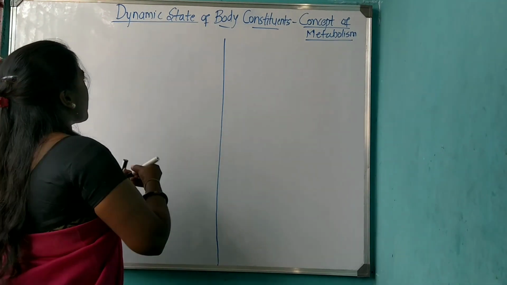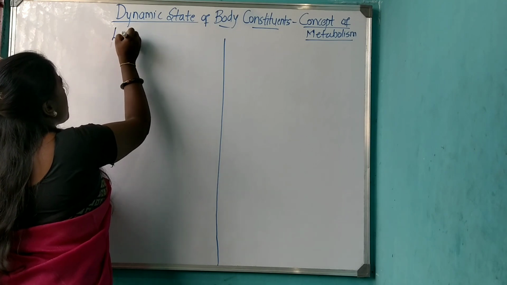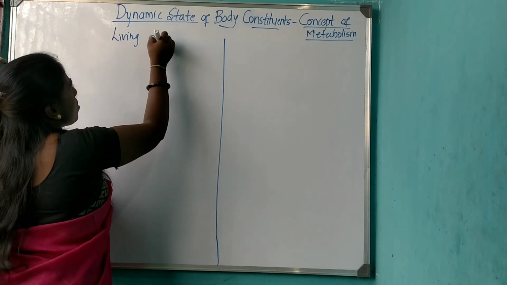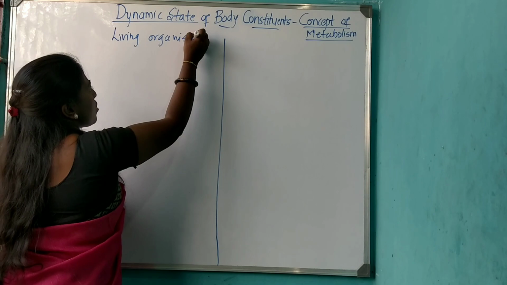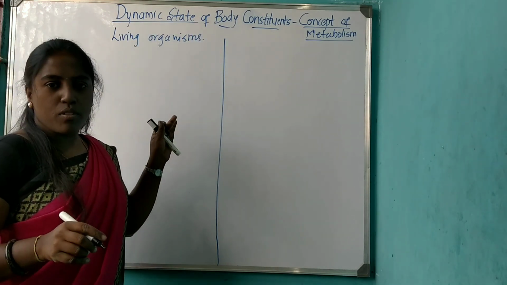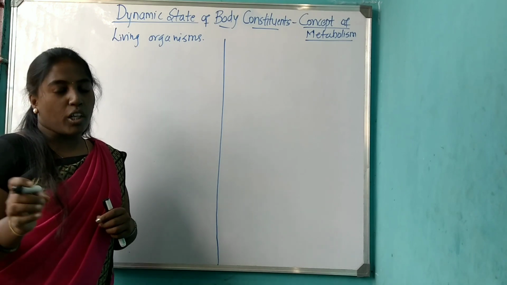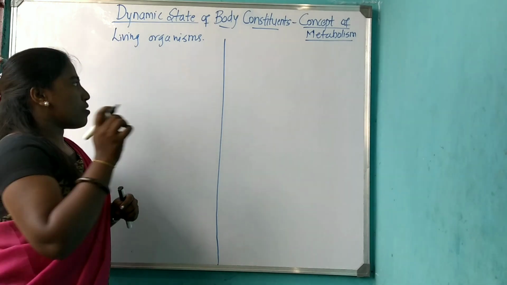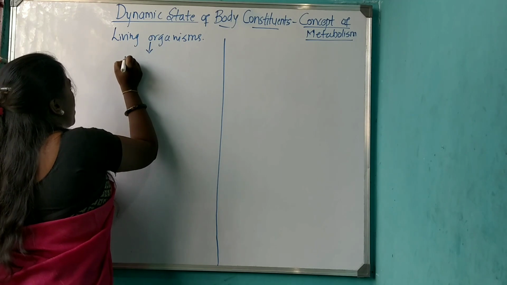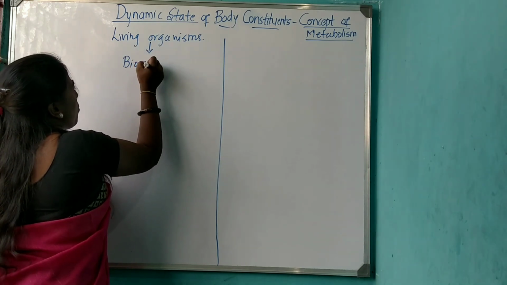Living organisms include plants, animals, even microorganisms. So they all are made up of different types of organic compounds, or biomolecules.